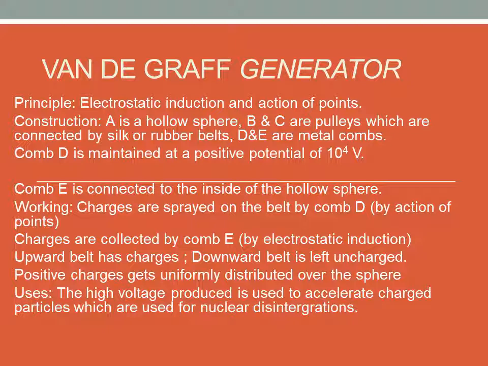Now you cannot store more charges beyond this limit, because the extra charges will start leaking to the surroundings due to ionization of air. Now in order to reduce this leakage, the whole instrument is enclosed in a gas filled steel chamber at very high pressure. The high voltage produced in this Van de Graaff generator is used to accelerate positive ions, that is, protons and deuterons, which are used for nuclear disintegrations and other applications.